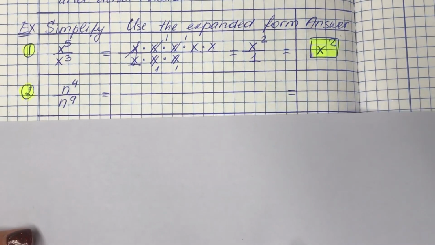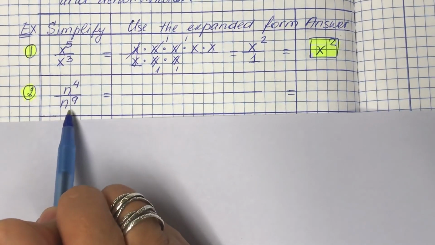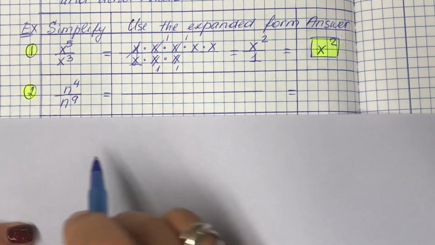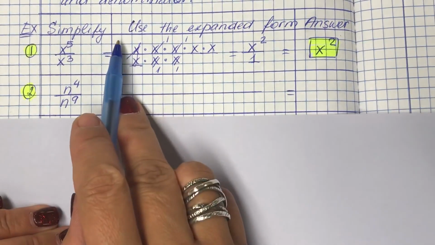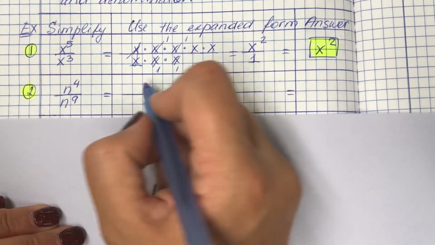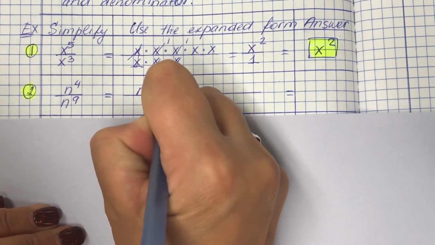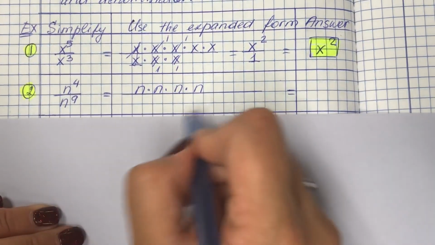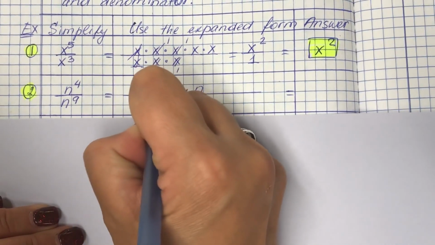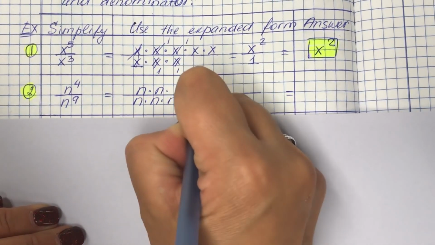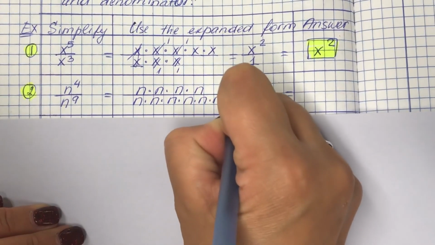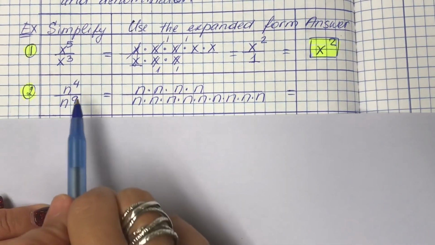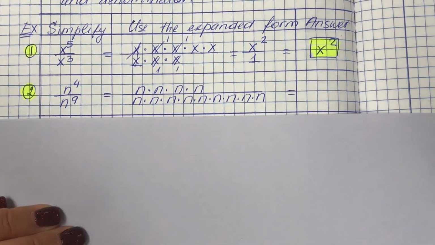Let's see another example. N to the 4th divided by n to the 9th. So that is a fraction, which is a division of 2 powers. To simplify, we're going to use the expanded form. So I have on the numerator n times n times n times n. That is n multiplied by itself 4 times. On the denominator, I have 1, 2, 3, 4, 5, 6, 7, 8, 9 n's multiplied because the exponent says multiply n by itself 9 times.